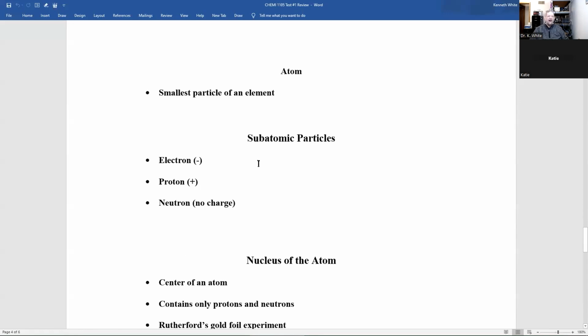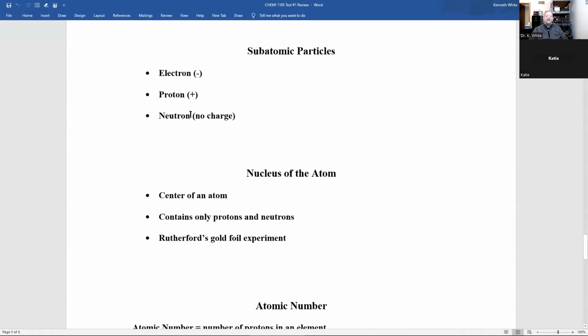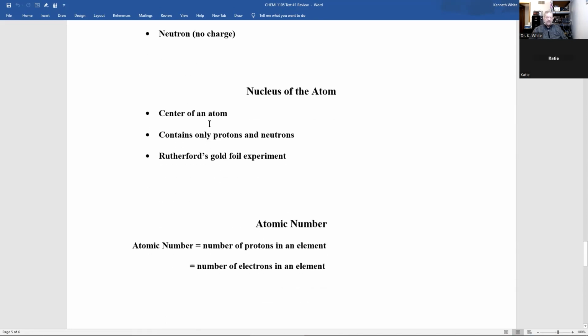All right, next I talked about the atom. You should know the atom is the smallest particle of an element that retains all the characteristics of an element. Next, very important, you should know the subatomic particles of an atom are the electrons, protons, neutrons. You should know an electron has a negative charge, proton has a positive charge, neutron, no charge.